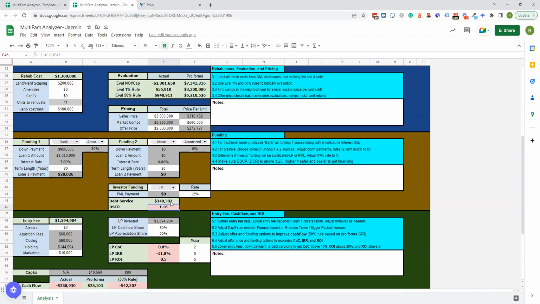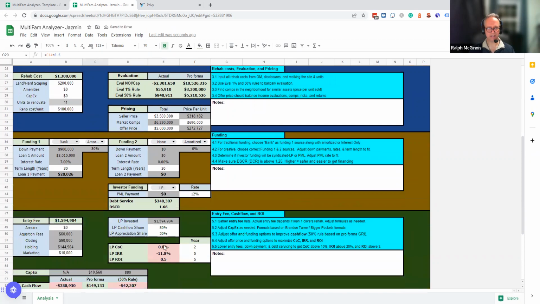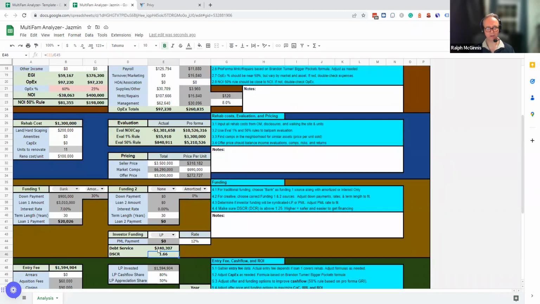Yeah, but if it's high, like I'm just gonna punch in here, instead of this, I'm gonna call it 400. Okay, that changes this to 1.66. So now that's a less risky deal because your debt service is significantly lower than what you're pulling in. Does that make sense?